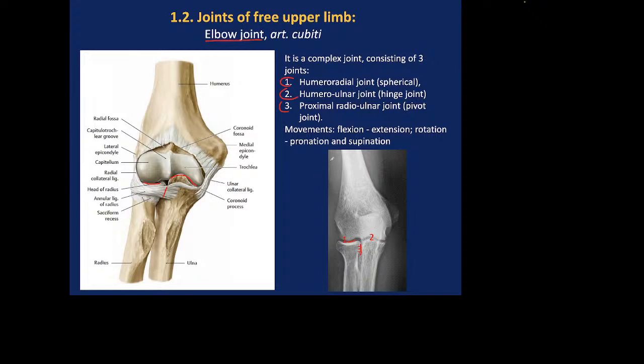Total movements in these joints are flexion, extension, and rotation with two types called pronation and supination.